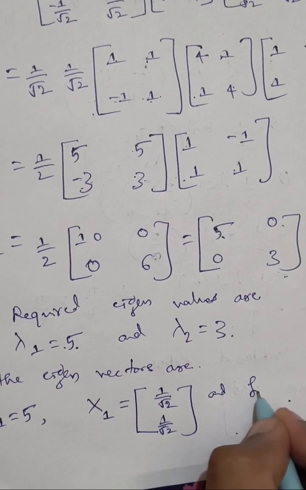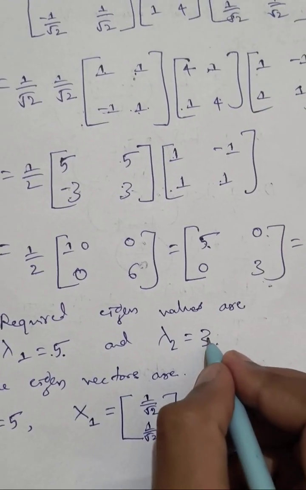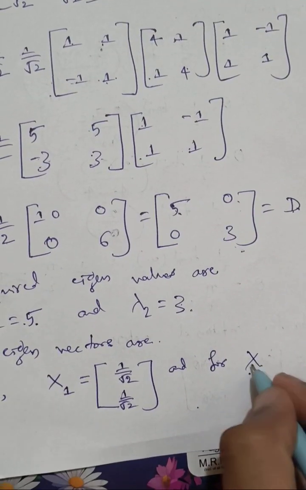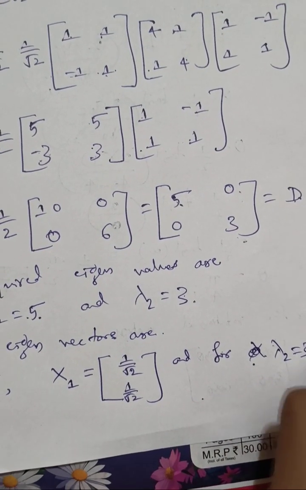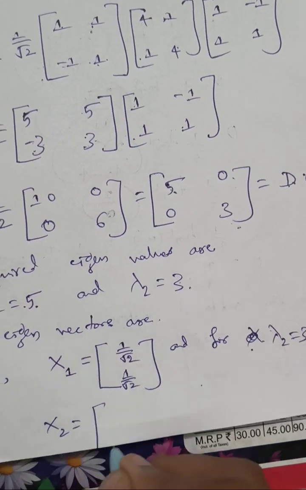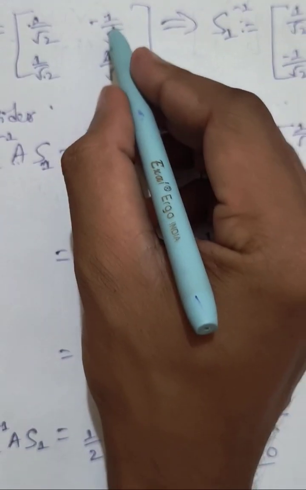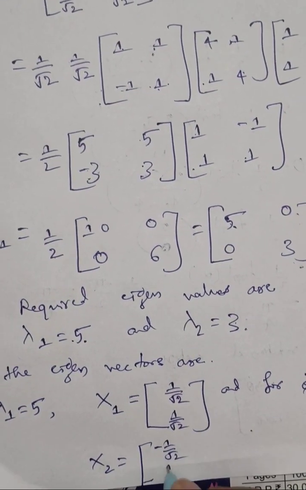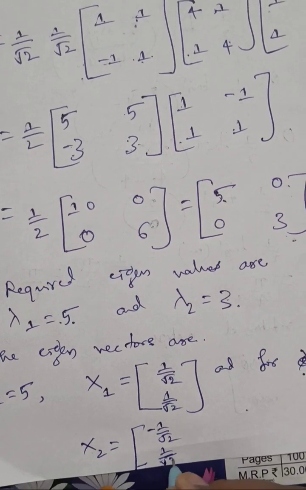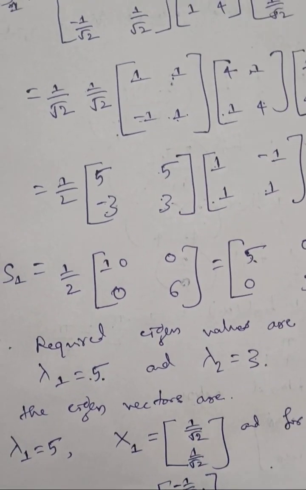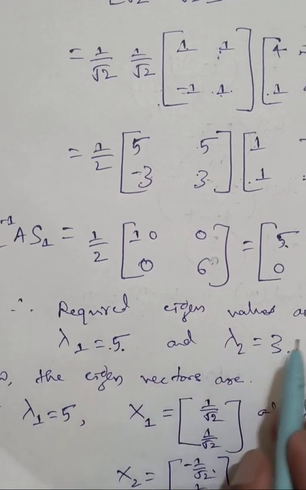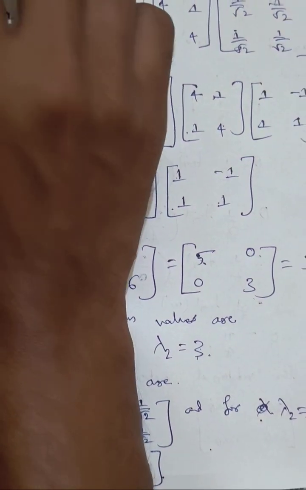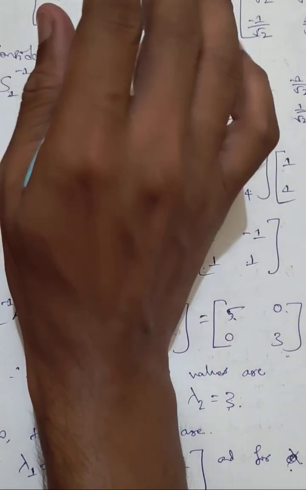And for the second, what is the second eigenvalue? 3. That is situated in the second row, second column. So for lambda 2 equals 3, what is the second eigenvector? x2 is equal to the second column in the S1 matrix. So what is the second column? Minus 1 by root 2, 1 by root 2. So x1 and x2, these two are the eigenvectors, and lambda 1 equals 5 and lambda 2 equals 3, these two are the eigenvalues of the given matrix A equals 4, 1, 1, 4. Is it clear, students? Thank you.